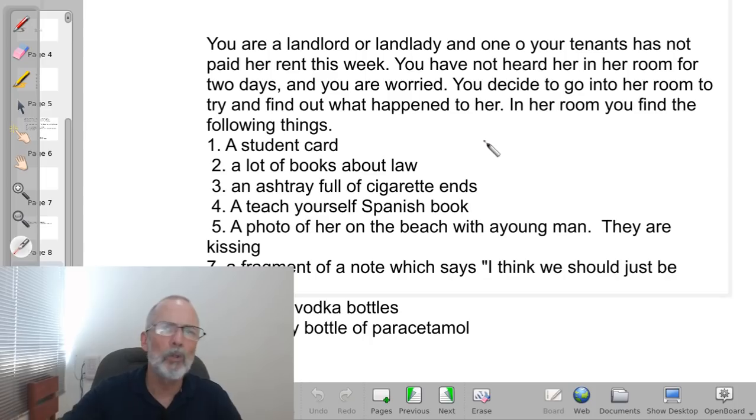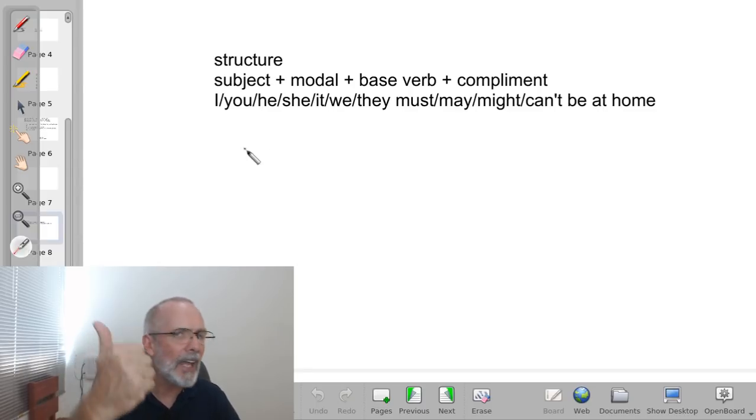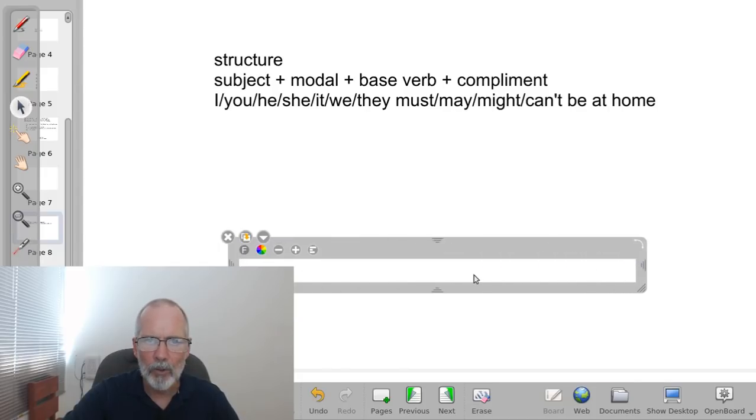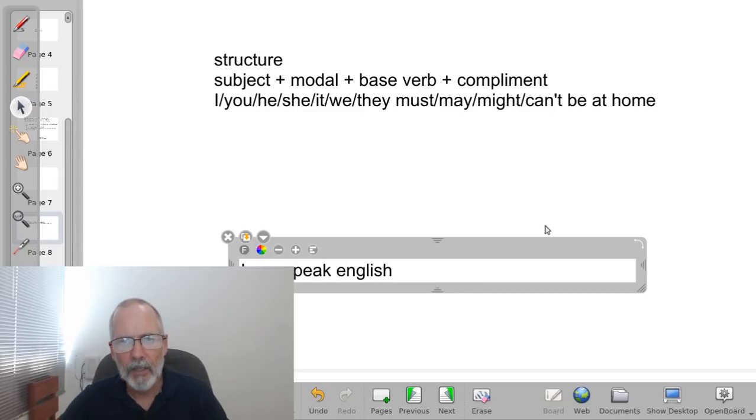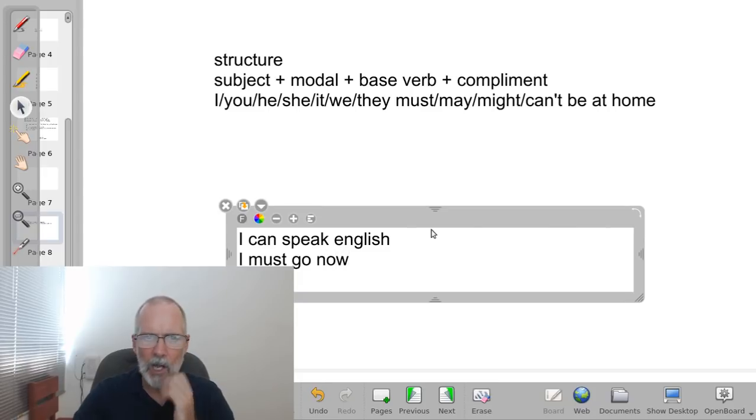We've seen other modal verbs in level 2. We've seen can. What other modal verbs have we seen? Let's just quickly try and remember some of the modals that we've seen. We've seen can before. For example, I can speak English. It's ability. We saw in the last class, I must go now, for obligation. What else would we see?